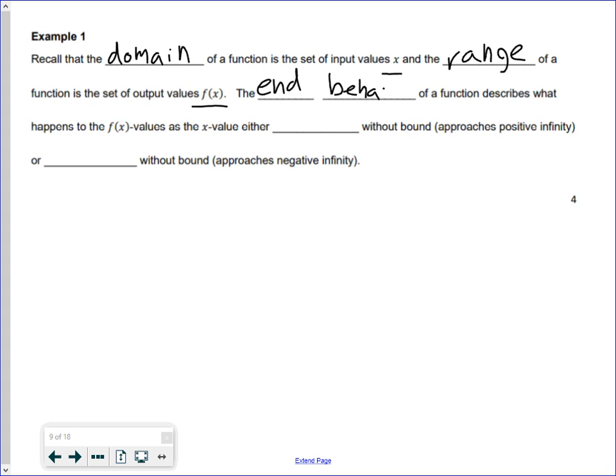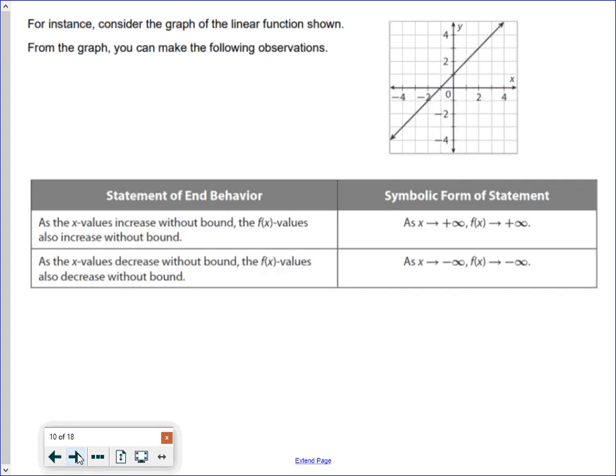The end behavior of a function describes what happens to the f of x values or the y values, or really how the graph is going, where it's going, as the x values either increase without bound, and what that means is it's going to positive infinity, or decrease without bound, or approach negative infinity. So that's what end behavior is going to be. We're going to look at that in a bit. So let's go on to the next slide.